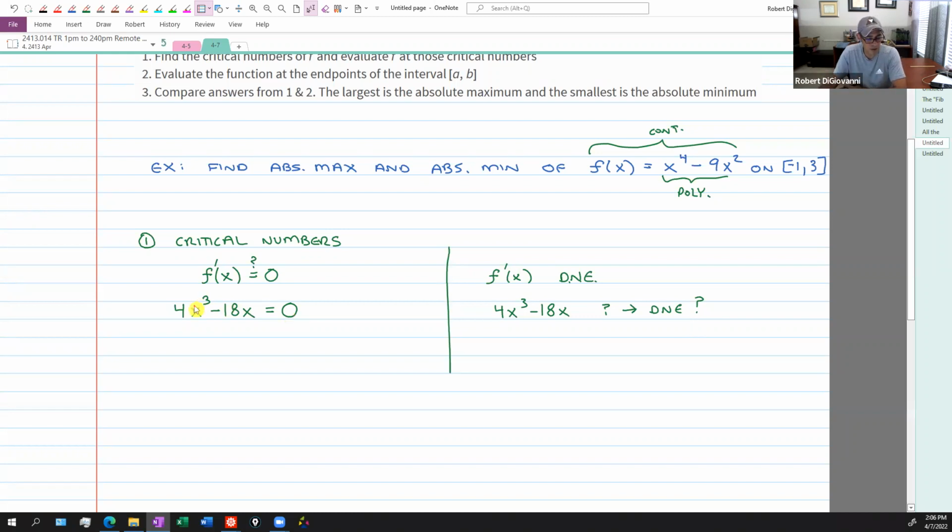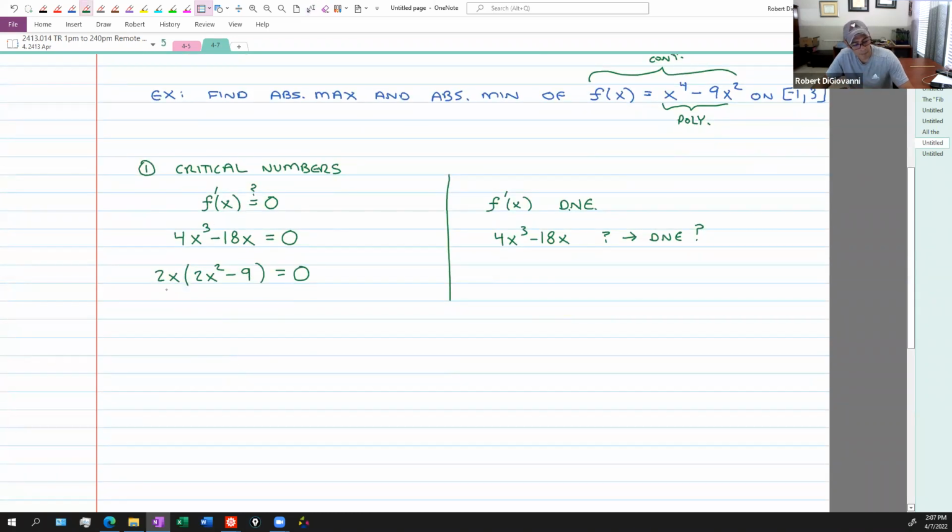So I'm going to take this derivative, and I'm going to set it equal to 0. Okay, here we go. I'm going to factor. I can pull a 2x out of both of those. When I do that, I'm left with 2x squared minus 9. Y'all with me? Pull a 2, pull an x out of both. Let's set both of these equal to 0. 2x equals 0. Let me set the other one equal to 0. 2x squared minus 9 equals 0.